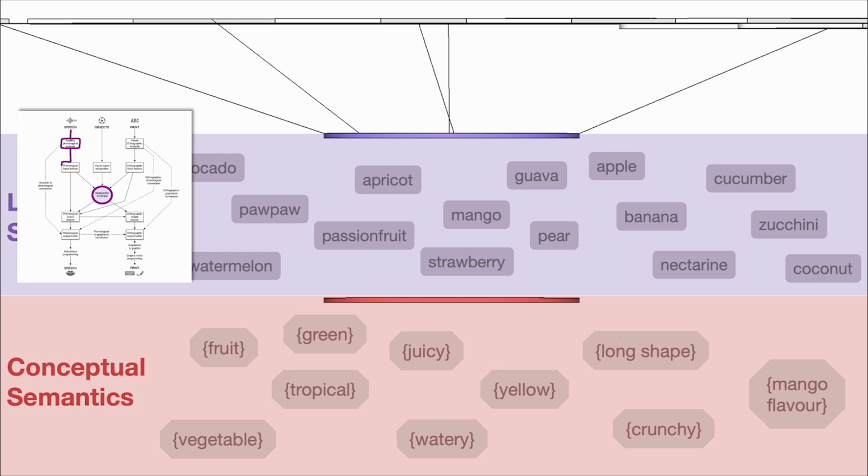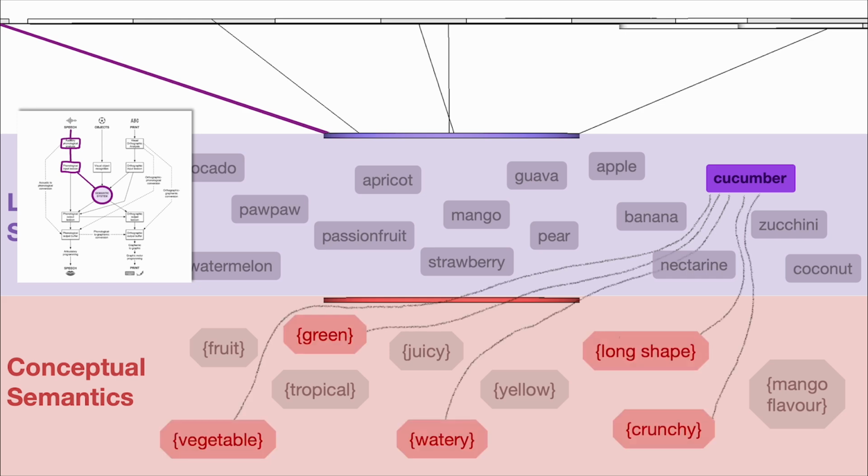The phonological input lexicon recognizes that that is a known word and it activates it in this lexical semantic layer. When that word is activated, it has strong connections to all of its features. It's a vegetable, it's green, it's watery, has a long shape, it's crunchy, for example. And then we understand what that word means. Now, this whole system is the basis of understanding not just different words, but very similar words.